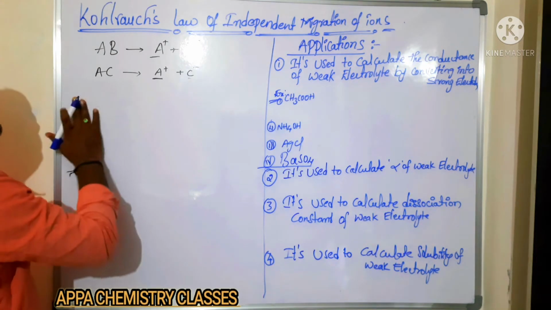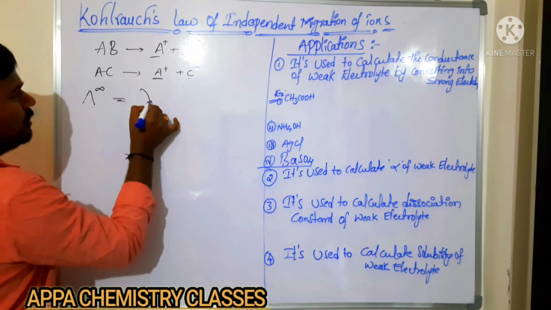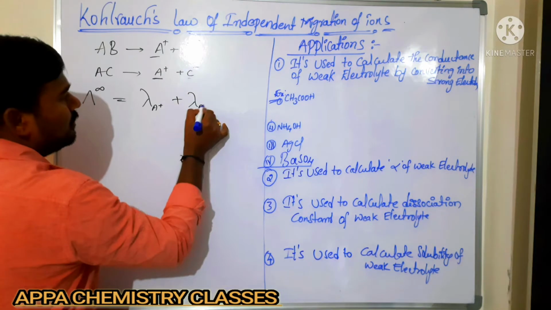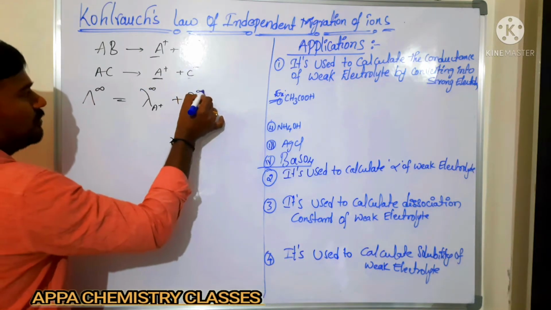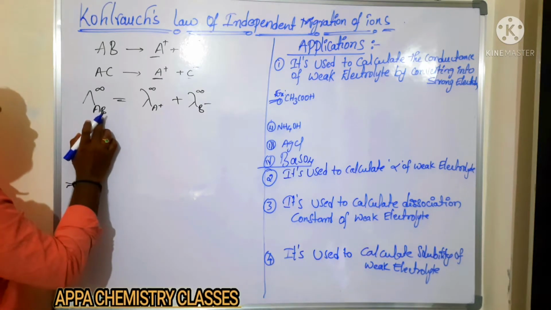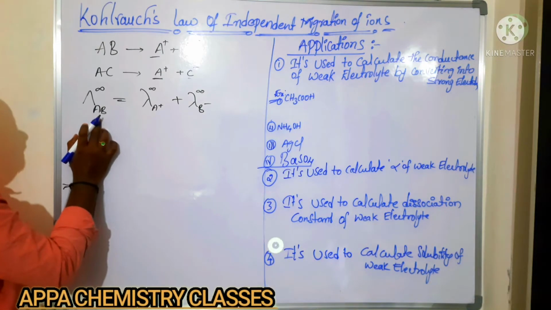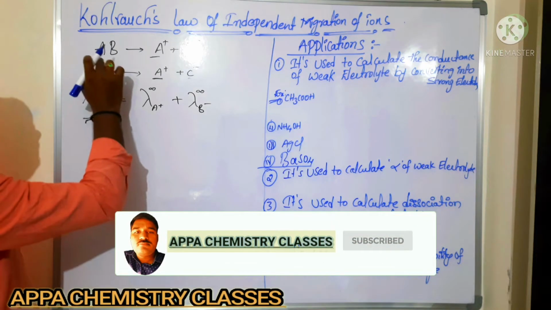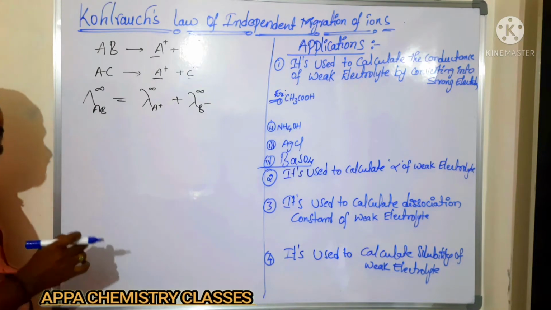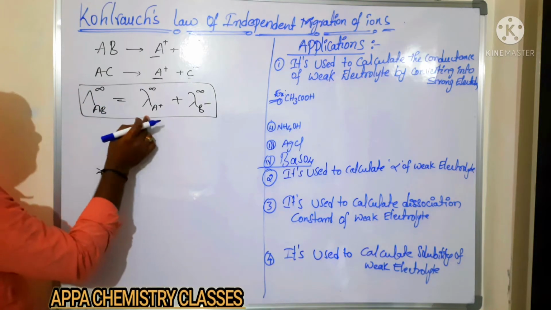Is that clear? Now you see here, the limiting molar conductance of a strong electrolyte is equal to the sum of the conductance of cation and anion at infinite dilution. So if it is an AB electrolyte, it is called the limiting molar conductance of AB electrolyte. In this case, AB is the sum of the cation and anion. This is very important for the strong electrolyte, for the equivalent conductance.